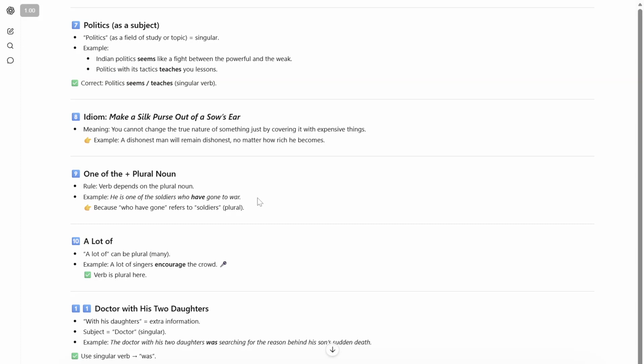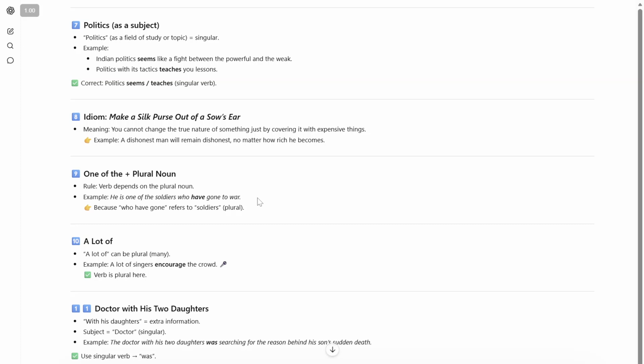Meaning, you cannot change the true nature of something just by covering it with expensive things. Example, a dishonest man will remain dishonest, no matter how rich he becomes. One of the plus plural noun, rule: verb depends on the plural noun. Example, he is one of the soldiers who have gone to war. Because who have gone refers to soldiers, plural.